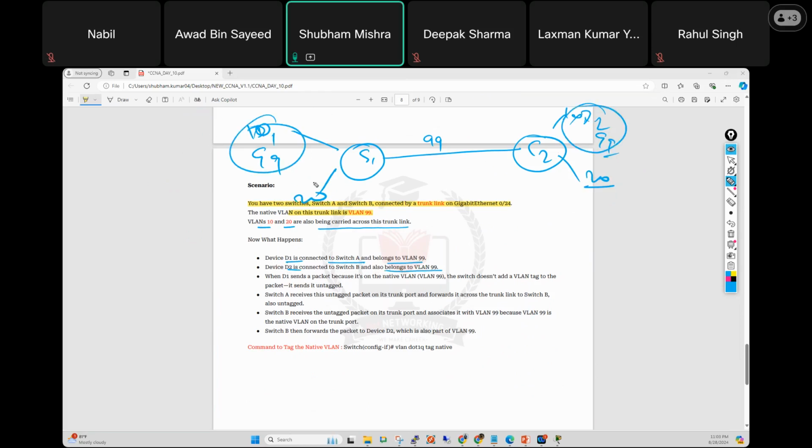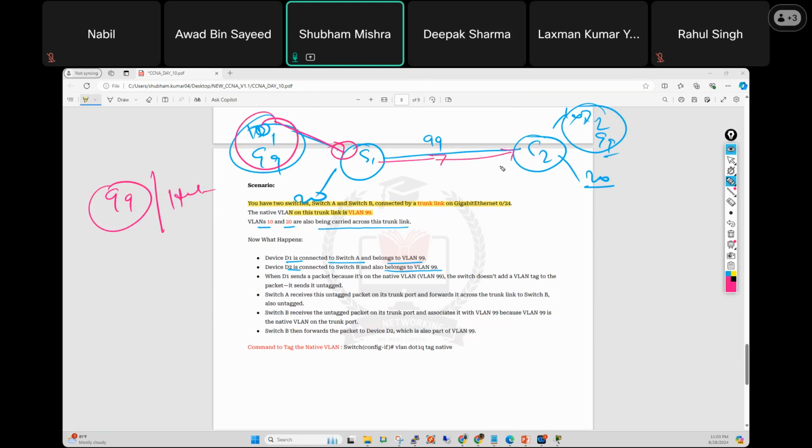When this device sends the packet, it will reach here. The switch will check: I am receiving this packet on this interface, and this interface is part of VLAN number 99, and this 99 is also native. So this switch will forward this packet through this link without tagging. This packet will reach switch number 2.